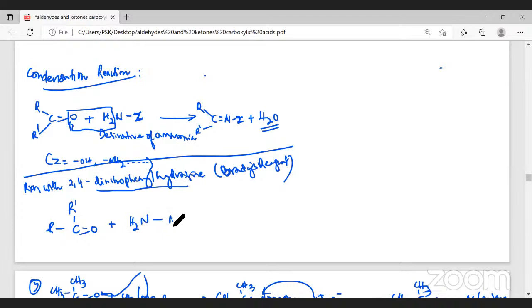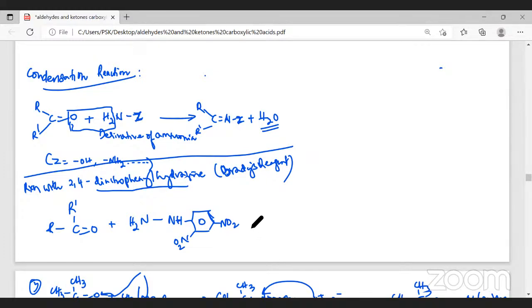NH2, NH, C6H5. C6H5, can I write it like this? A benzene ring. Can I write a benzene ring like this? C6H5. Now, if I write this as a functional group, this is the first carbon atom, this will be second. Here I have 1 NO2, this is 3, and this is 4. So this is called 2,4 dinitrophenyl hydrazine.